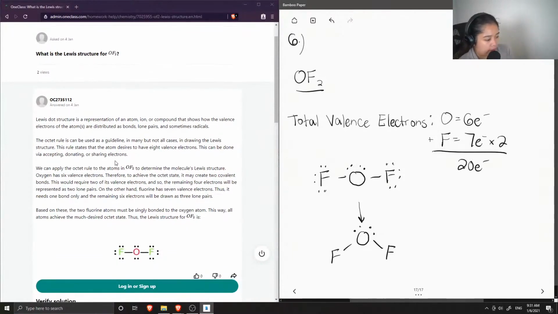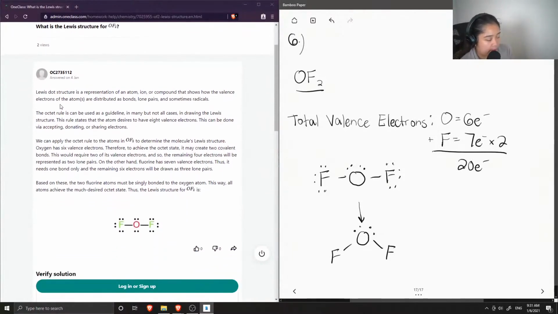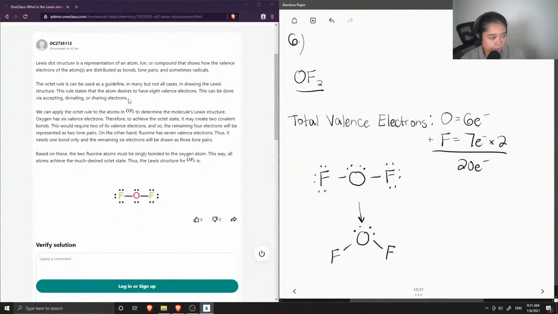And the junior tutor said that a Lewis dot structure is a representation of an atom, ion, or compound that shows how the valence electrons of the atoms are distributed as bonds, lone pairs, and sometimes radicals. The octet rule can be used as a guideline in many but not all cases, and in drawing the Lewis structures. This rule states that the atom desires to have 8 valence electrons. This can be done via accepting, donating, or sharing electrons.